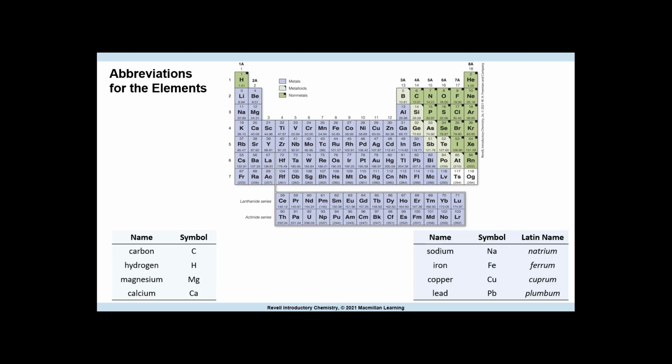Okay, so again, we have 7 periods. We have 18 columns. And the older way is the 1A to 8A and then 3B to 12B. But your book is showing you the A's and then the 1, 2, 3, 4, 5, 12, 13 to 18. Both ways work. On here, you'll always be given a periodic table. And after a while, believe me, you'll start knowing where most of these elements actually are located on here.